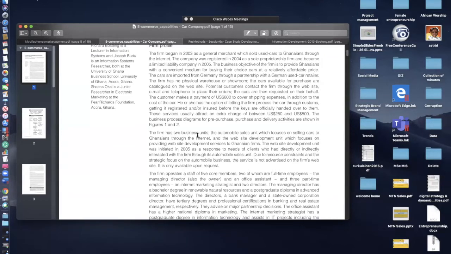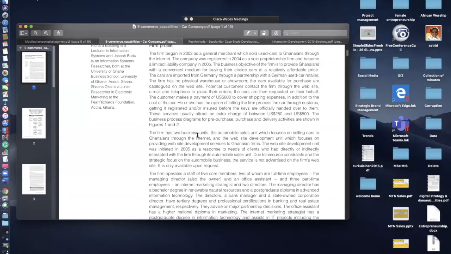So it says the business objective of the firm is to provide Ghanaians with a convenient medium for buying their choice cars at a relatively affordable price. The cars are imported from Germany through a partnership with a German used car retailer. The firm has no physical warehouse or showroom. The cars are available for purchase on the catalog on the website.